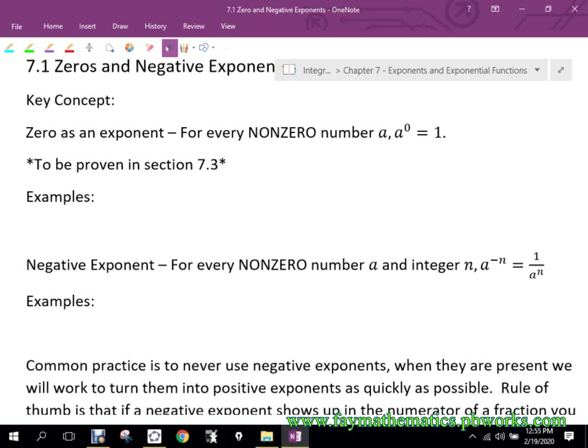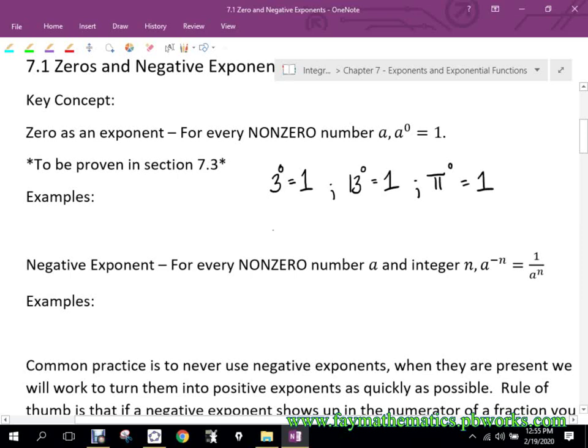So the first one says 0 as an exponent. What this says is, for every non-zero number a, so any number that you choose, as long as it is not 0, if you raise it to the 0 power, it should equate to 1. So if I take 3 and raise it to the 0 power, it should give me 1 back. If I take 13 and raise it to the 0 power, it should give me 1 back. If I take pi and raise it to the 0 power, it should give me 1 back. Does that make sense?